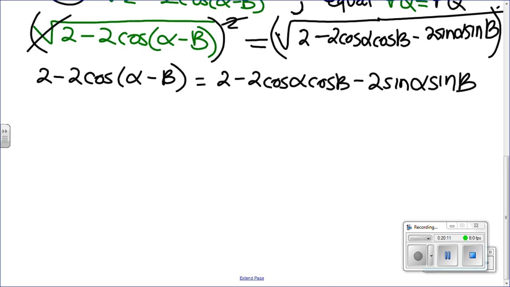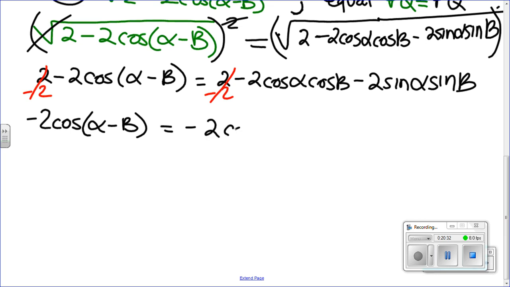Yes. All right. Now, what happens if I subtract 2 from both sides? You guys know I don't like to do this, but I'm doing it. They cancel, right? So now we have negative 2 cosine of alpha minus beta is equal to negative 2 cosine alpha cosine beta minus 2 sine alpha sine beta. Now, what do they all have in common, left and right? Negative 2.